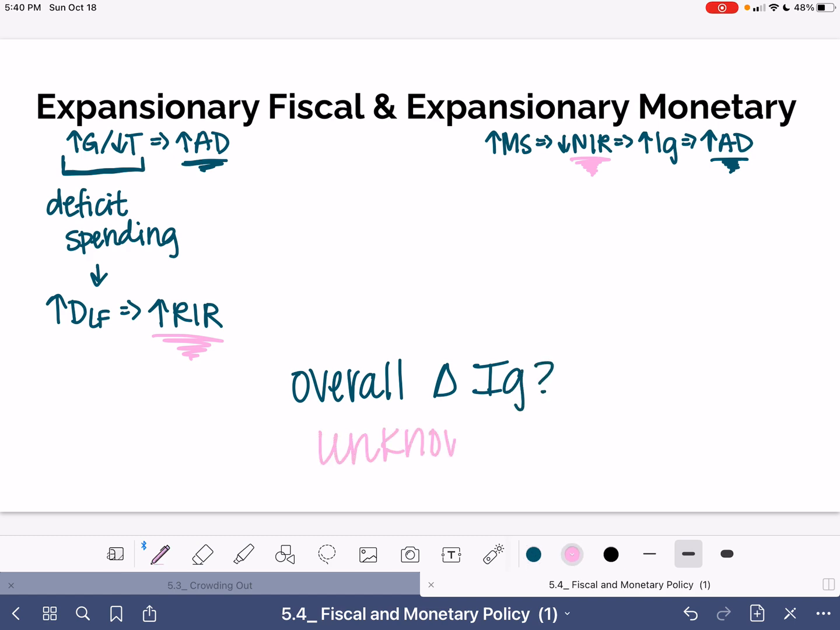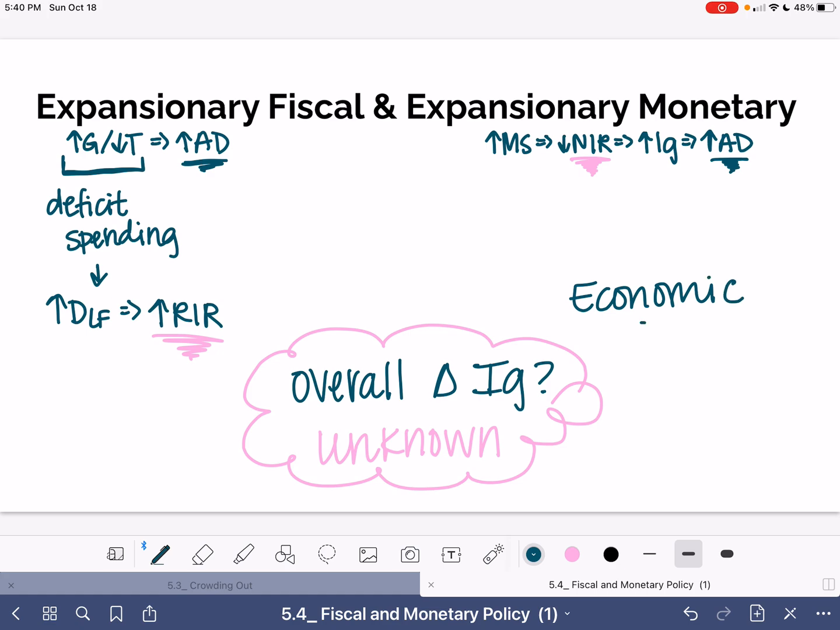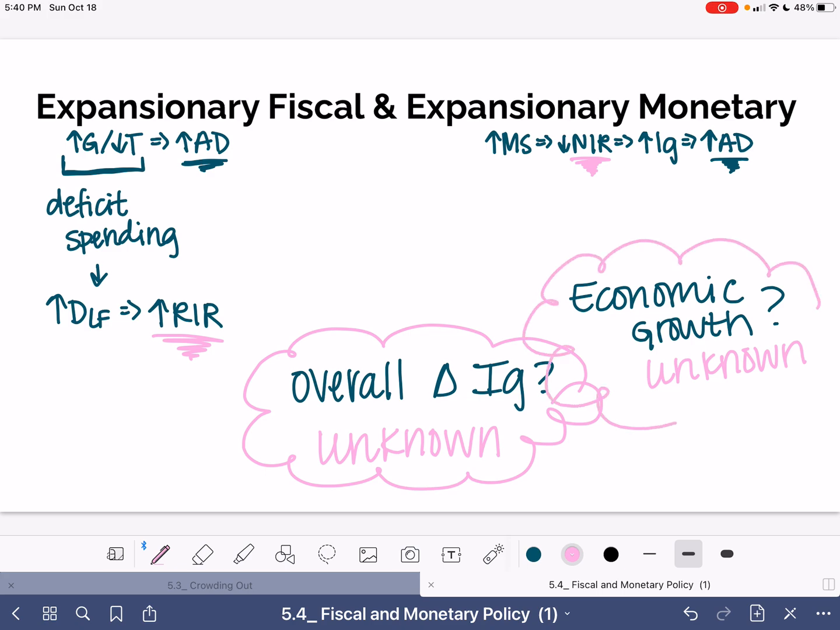Unknown. The interest rates are going in different directions, so the overall change to investment spending is unknown. I could also ask, what is the overall economic growth change? What's going to happen to economic growth because of these interest rate discrepancies? It's also unknown. The interest rates are going in different directions, so we don't know what investment spending is going to do, so we won't know what economic growth is going to do. So a real, true, viable answer is "I don't know," is unknown. That is a real answer on a multiple choice question, or a free response question: unknown.